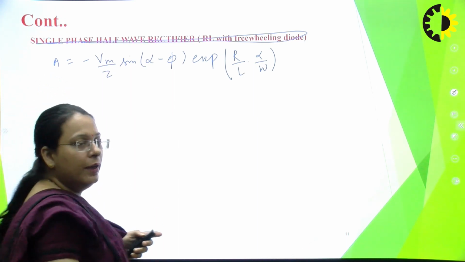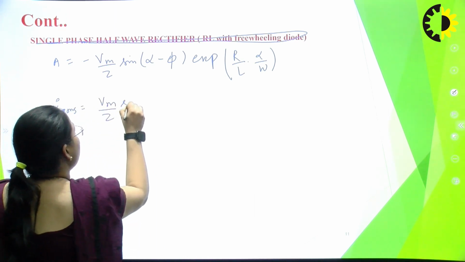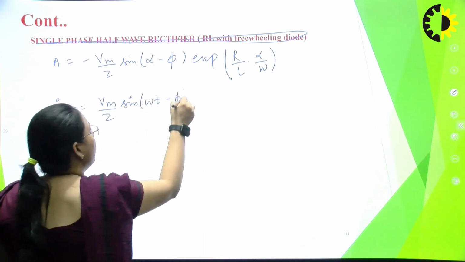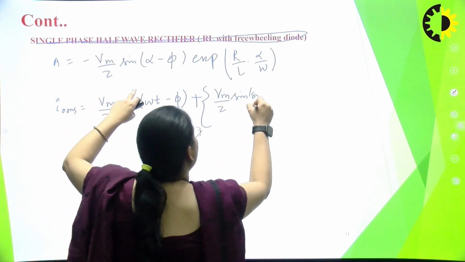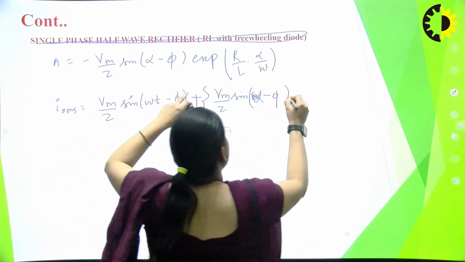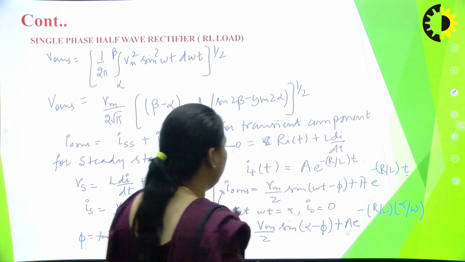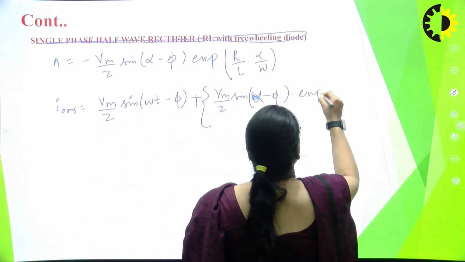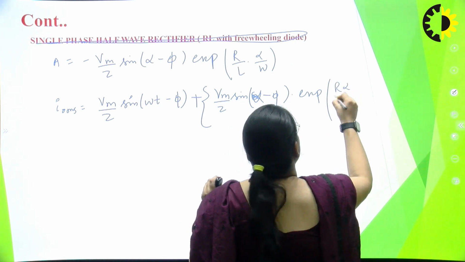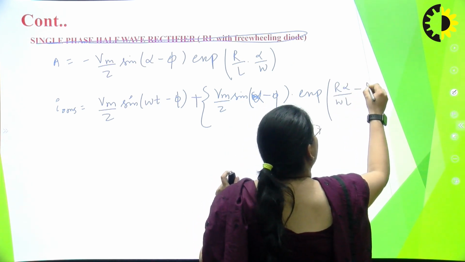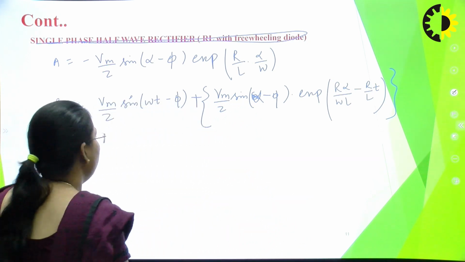Now put this value of A in the previous expression, and we will get the value of I naught RMS, which is equal to Vm upon Z sin omega t minus phi plus, in place of A, what will come? This is Vm upon Z sin alpha minus phi, into, here also there is an exponential, A into e raised to the power minus R by L into t, right? So here I will combine the exponentials. R by L into t, so this becomes exponential of minus R by L into alpha by omega minus R by L into t, which will be the final value of I naught RMS.